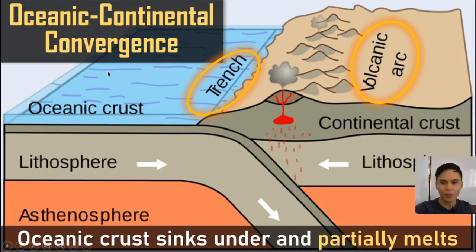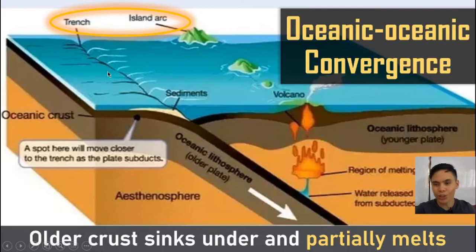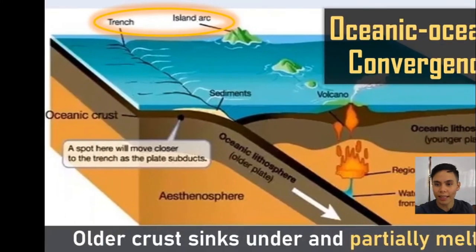Alright, next we have the Oceanic-Oceanic Convergence. If it's both oceanic, generally the older crust is more dense because it's cooler or because it has more heavy minerals. So the older crust tends to sink, and that's what partially melts. And that can create a volcanic arc in the ocean. So we call that instead an island arc.